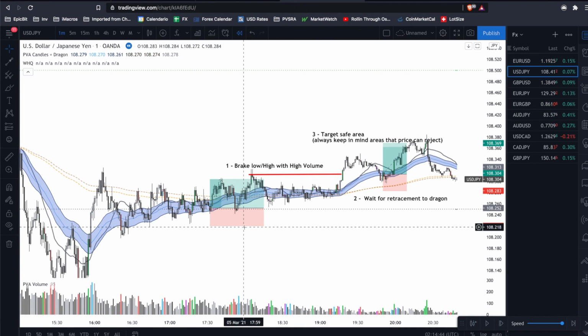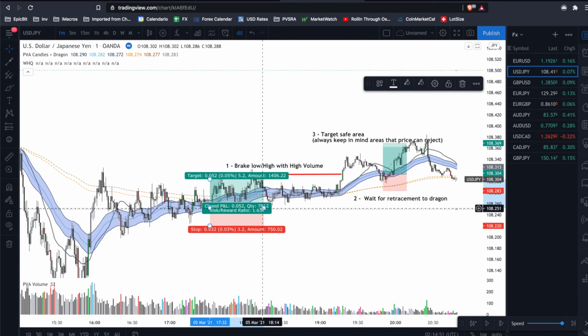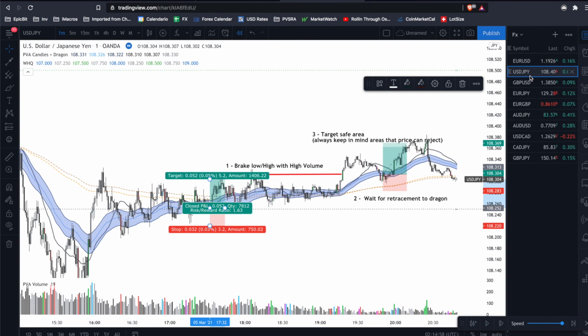You need to use a broker that has really low spreads, and also you need to keep in mind that this is just possible to do in pairs that have a lot of volume. So guys, this is the strategy. I hope you like it.